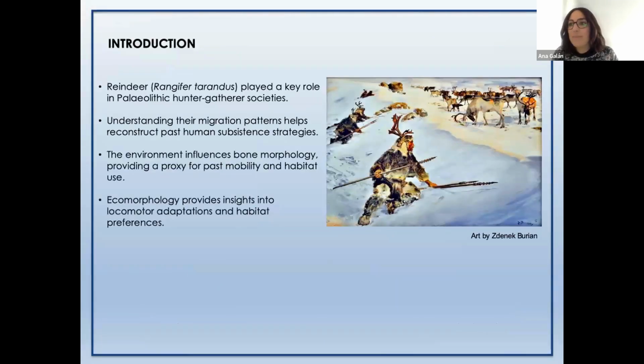Reindeer played a very important role in the subsistence of Paleolithic hunter-gatherer societies. Understanding their migratory behavior is key to reconstructing past human mobility and subsistence strategies. Previous research has debated reindeer movement patterns, highlighting their high ecological plasticity. In this study, we use an ecomorphological approach to explore how reindeer mobility and habitat influence their morphology.